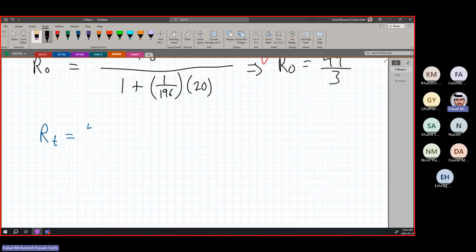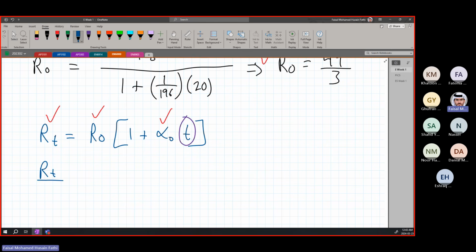Let me just write it as an equation first. RT is going to be equal to R0 into 1 plus alpha 0 T. Keep in mind, we have this value, we have this value, we have this value, but we need to find this value. Okay? So I'm just going to rearrange the equation while it's still in variables. So it's going to be RT over R0 is equal to 1 plus alpha 0T.